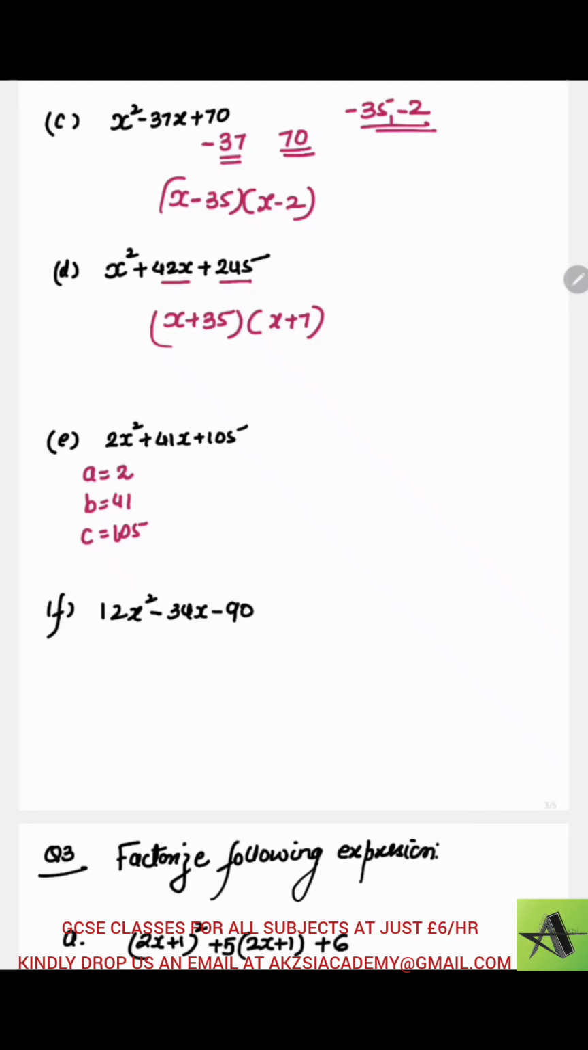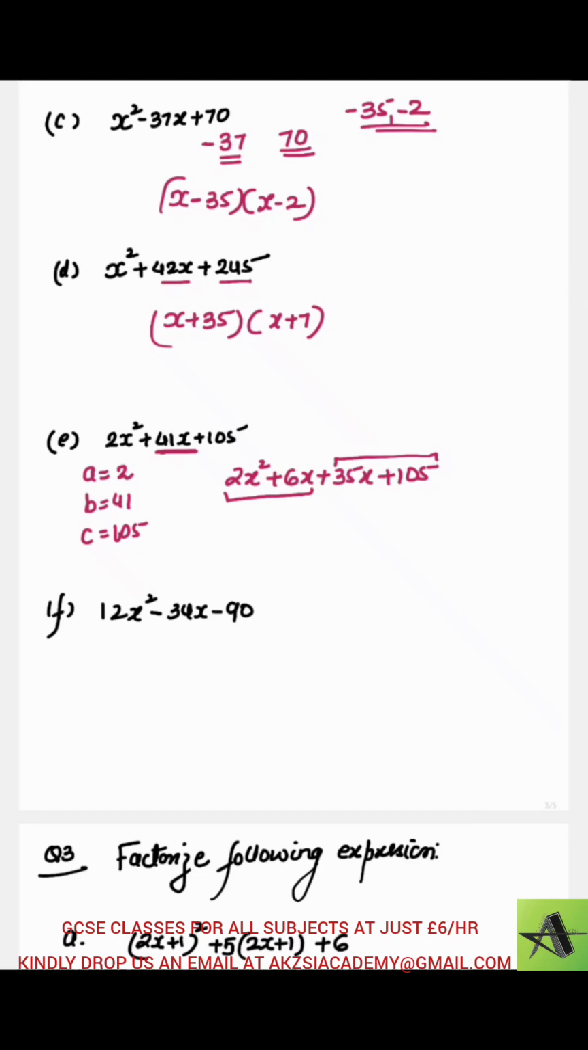Now pay attention. This is splitting the middle term. That means I need to split this middle term into 6 and 35. So in place of 41x, I'll write 35x and 6x, so plus 6x plus 35x plus 105. Now many of you will ask, what if I write 35 here and 6 here? You'll get the same answer, so it doesn't matter in which order you write them. You just need to split them. After splitting the middle part, you have to make the pairs.